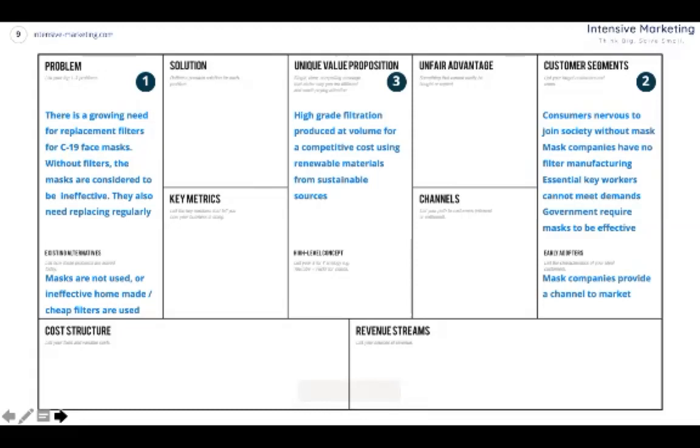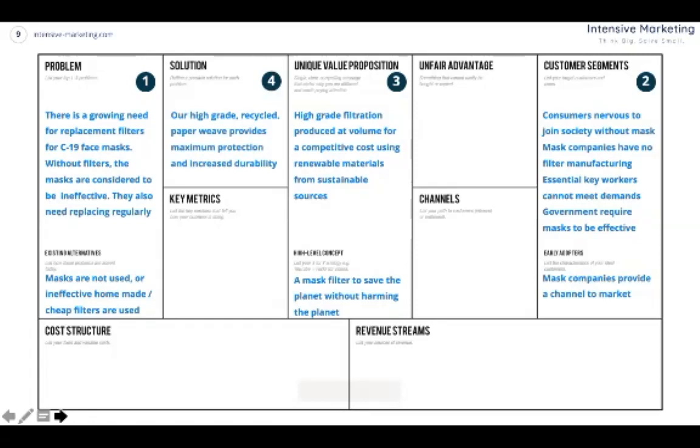So what's our value proposition? Well, it's high-grade filtration produced at volume for a competitive cost using renewable materials from sustainable resources. That feels like a bit of a big word, but let me sum it up for you in an elevator pitch. It's a mask filter to save the planet without harming the planet. Our solution is high grade, recycled paper weave. So what we use for a coffee filter to get a lovely brew, bizarrely, is very effective when it comes to filtration in masks.